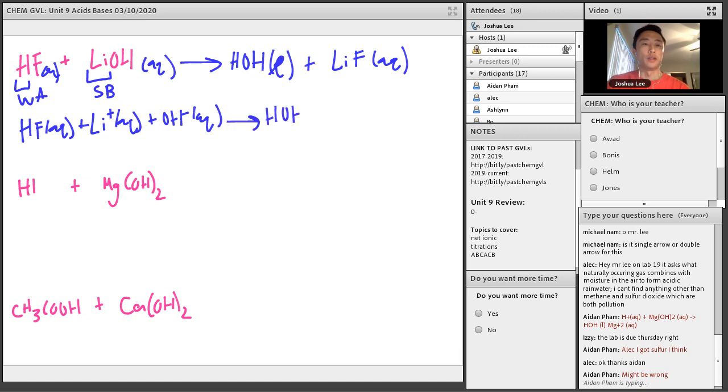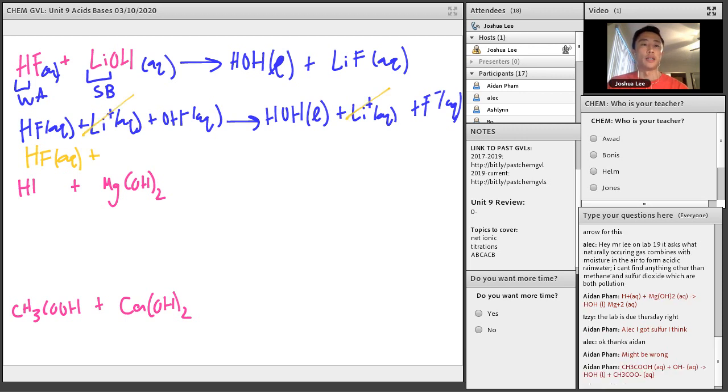Water is a liquid, so we're going to keep it together. And then LiF is ionic, so we're going to break it apart. Then the last step is to just cancel things out. HF is only on this side, so we have to rewrite HF. Li is on this side, Li is on this side, and nothing else.